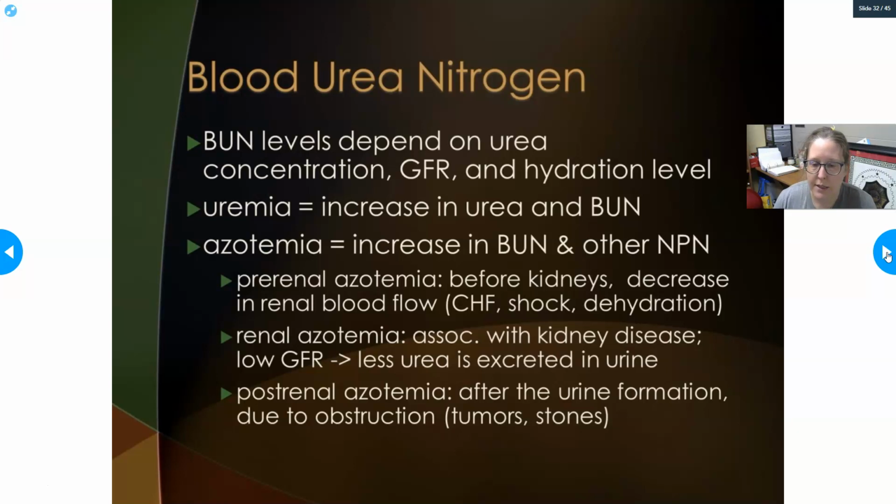Renal azotemia is associated with kidney disease, so it's a true loss in kidney function. You have a low glomerular filtration rate, meaning less urea is excreted in the urine and more of it stays behind in the blood. With post-renal azotemia, the waste product backs up after the urine has formed, and it's due to obstruction, the most common being tumors and stones, and of course for guys, a swollen prostate. The urine can't flow, so it backs up, and the waste products accumulate in the blood.